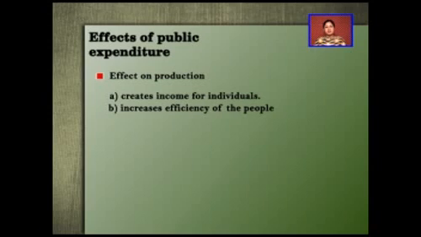Second, it increases the efficiency of the people. Public expenditure helps in increasing the efficiency of the people. How? Because public expenditure can be utilized for improving skills, for providing training, as well as for providing proper education to the people. As a result, as more and more people get adequate education and training, their efficiency level increases in the economy and they start helping in increasing the production of the economy. Next, it creates human skills.